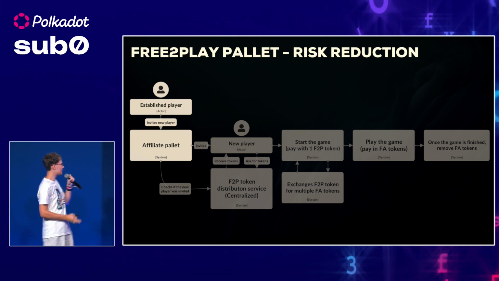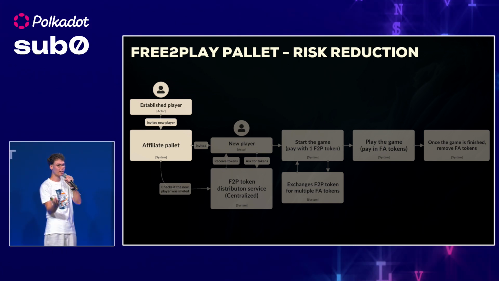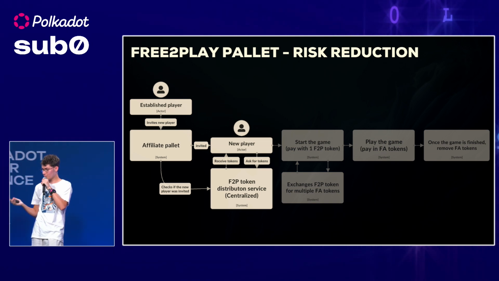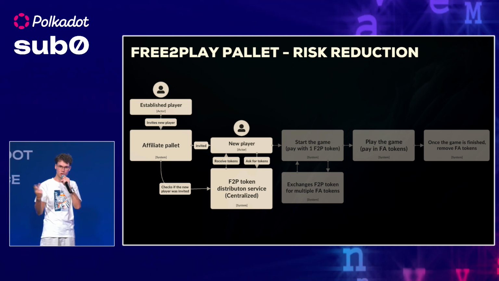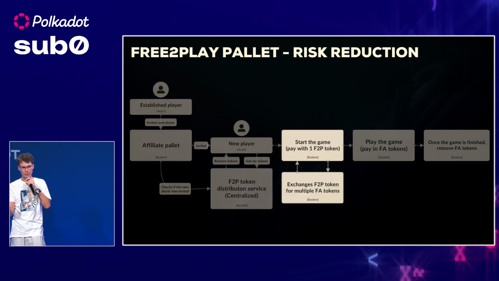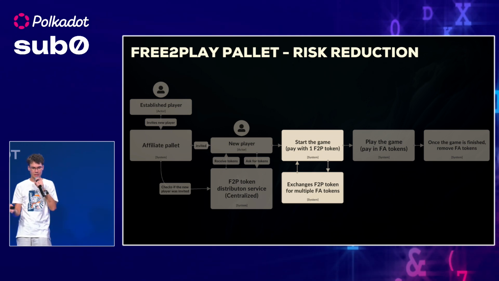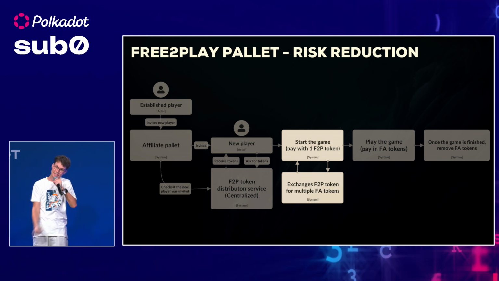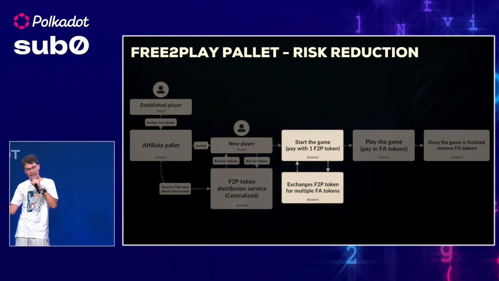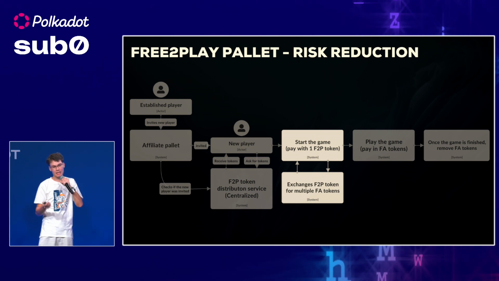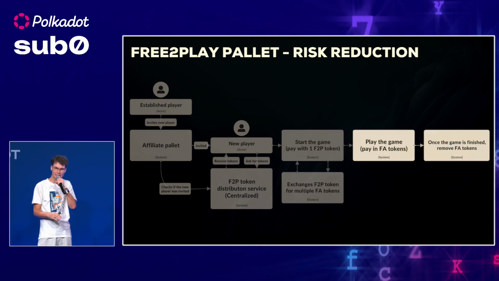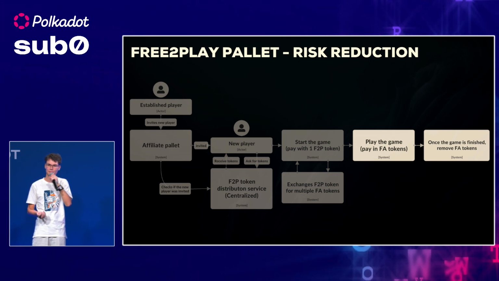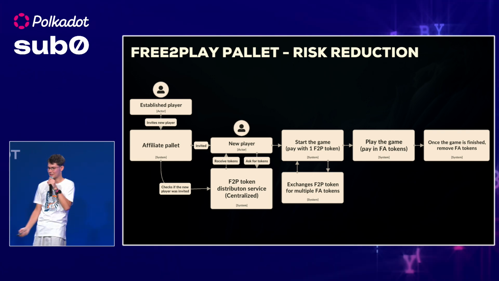So the palette works like this. An established player would invite a new player via the affiliate palette, and then this new player can ask for an airdrop of free-to-play tokens, and when that player has the tokens, they can start the new game, and they will pay with the free-to-play token. And in exchange for starting the game, they will get the free action tokens to play the game. And then they can play, and once the game finishes, we can remove all of their extra free action tokens that are left. Okay, so this is how it looks.